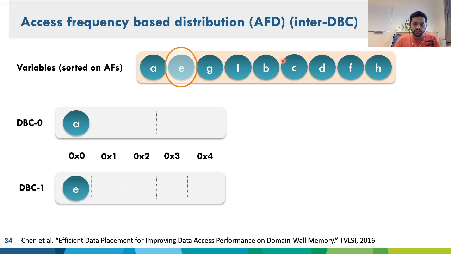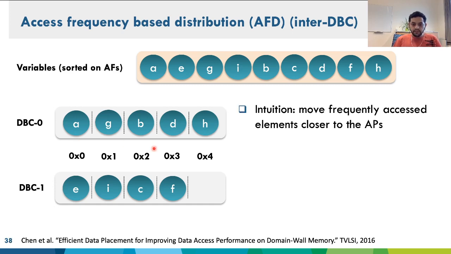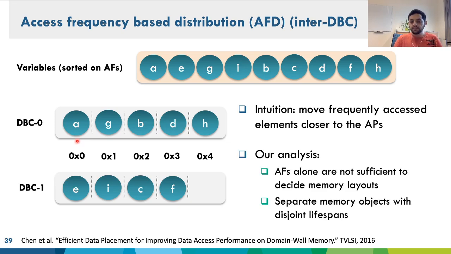So E is placed again at location 0 in the next DBC. In this example, as I said in the previous slide, we talk about 2 DBCs and distribution of 9 variables in 2 DBCs. The first variable goes to the first DBC, the second goes to the second DBC, the third goes to the first one, and so on. The assumption is that access ports are all at location 0. The intuition is that because the variables at lower locations are accessed more frequently, we have to place them closer to the access port. So that's the main idea.